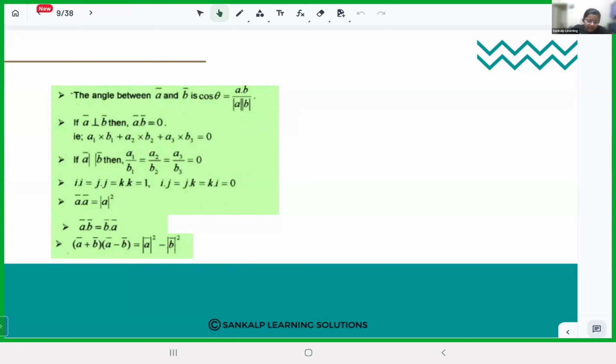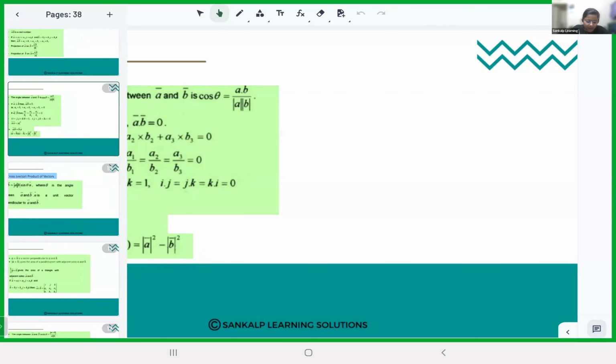When vector A is parallel to vector B, their corresponding ratios will be equal. Then i dot i, j dot j and k dot k, the value will be equal to 1, isn't it? And vector A dot vector A is equal to magnitude of A square. A dot B is equal to B dot A. A plus B into A minus B can be written as magnitude of A square minus magnitude of B square. And now the next topic is vector product.